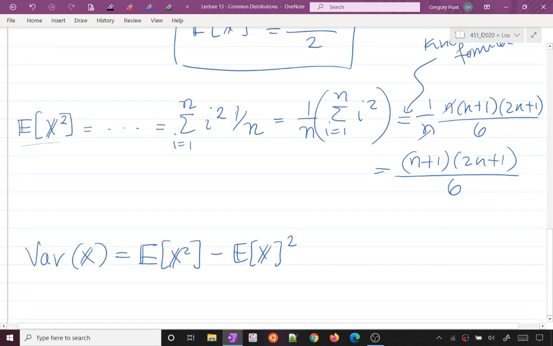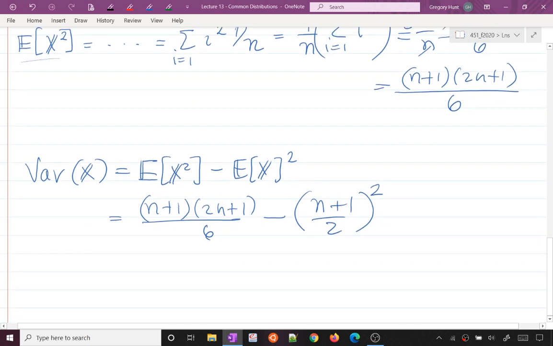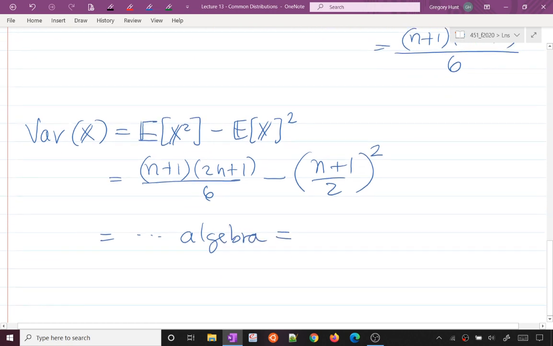And I've now calculated both of these things, right? So it's n plus 1 times 2n plus 1 over 6. And then I subtract off my mean, n plus 1 over 2. Of course, that's quantity squared. And I'm going to say algebra. I'm not going to do out the algebra. This can be simplified to n squared minus 1 over 12.